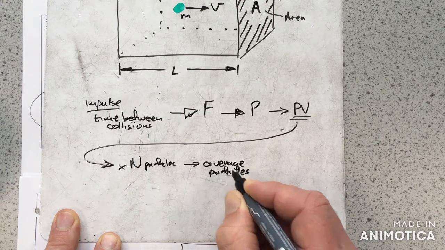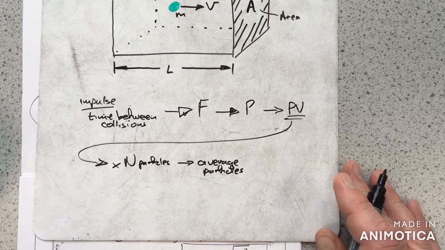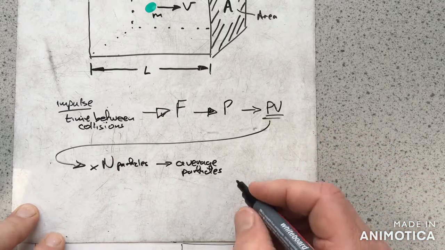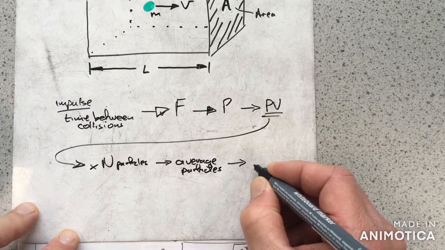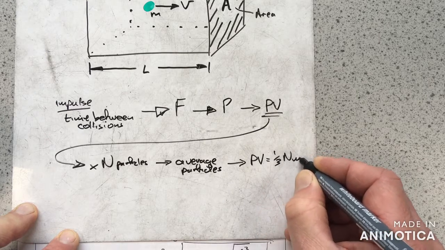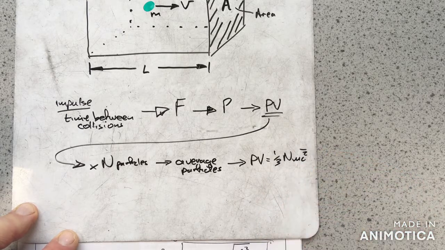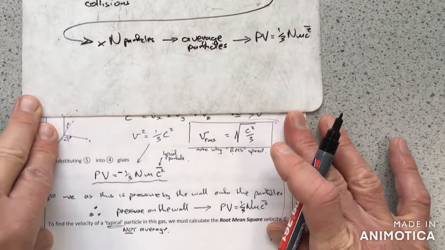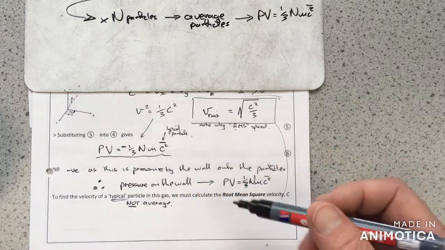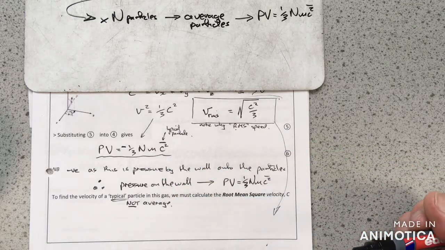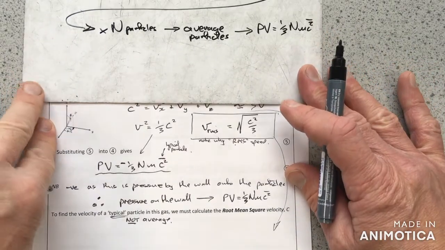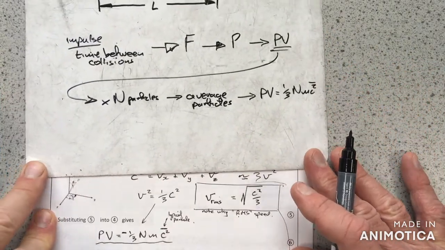I'm going to add a little bit of a hint on this one. And then what you've got is from that, with your average particle, you then substitute together. So that gives you final PV equals a third N m c squared bar. You don't need to get tied up about negative and positive. You can just say for the pressure on the wall is, and just give that last stage, so you can ignore that. Little cheating, but it's not untrue.